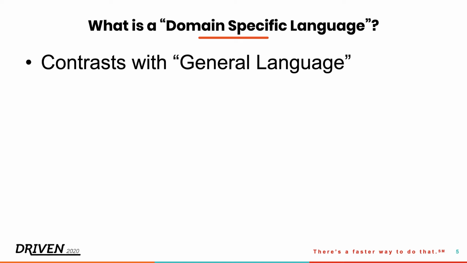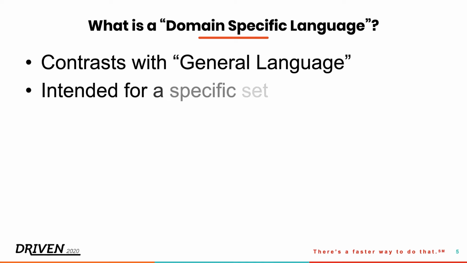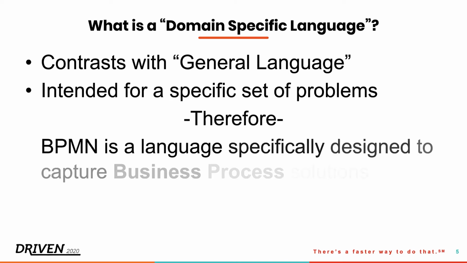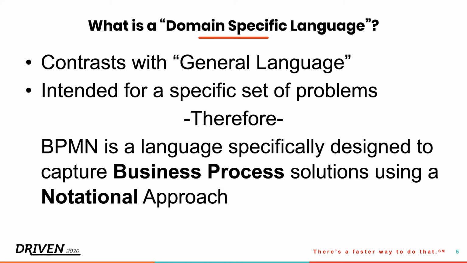A domain-specific language is one that is tailored to convey very specific types of information or solve a very specific set of problems. SQL, or structured query language, is an example of a language that is focused on one thing: accessing data in a relational database. So, BPMN is a language specifically designed to capture business process solutions using a notational approach. So that's what we're talking about today.